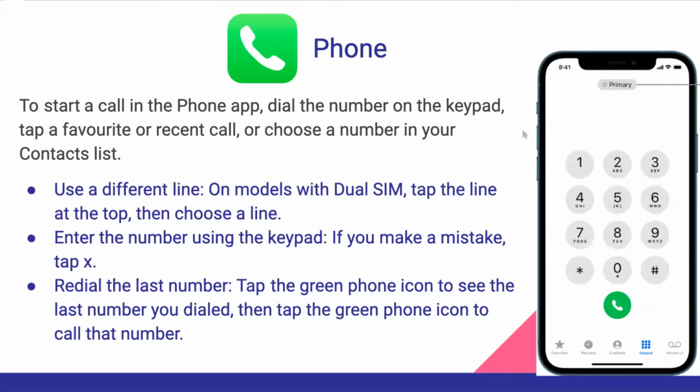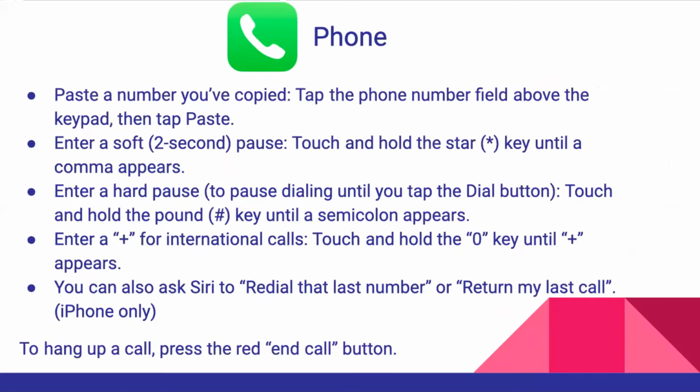So once you start entering a number in the keypad, there will be a little X at the bottom that will appear in case you make a mistake and you want to go back. And a cool thing too is you can redial the last number that you called just by tapping the little green phone icon. Okay, so also you can paste a number that you've copied. You could tap the phone number field above the keypad and then you can press paste.